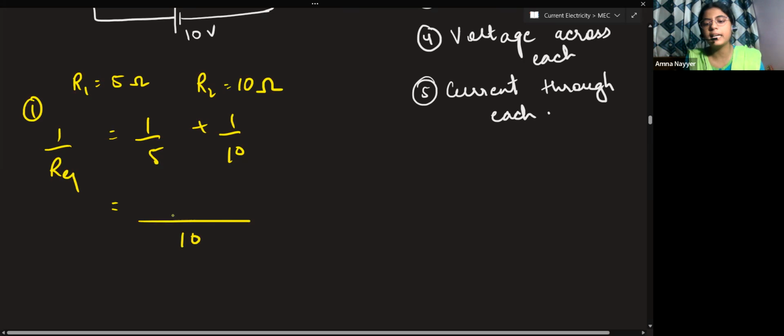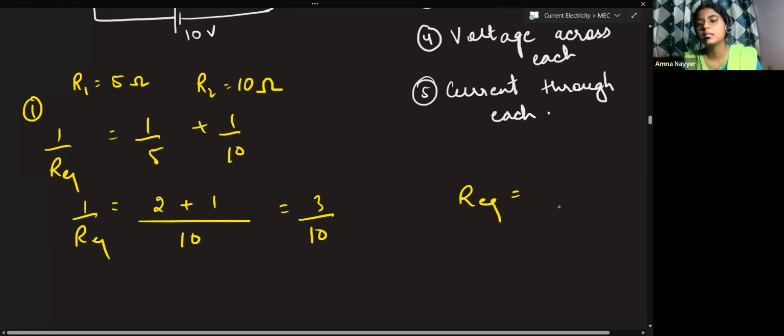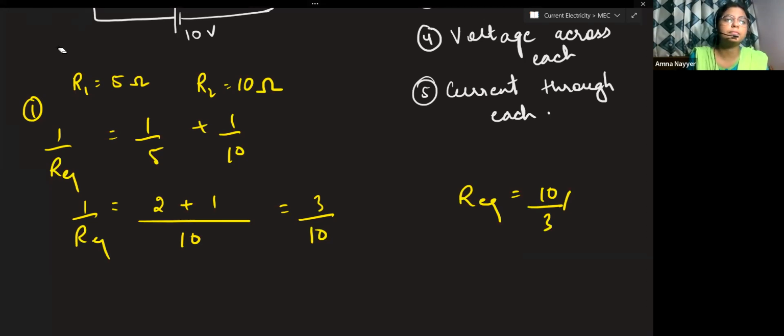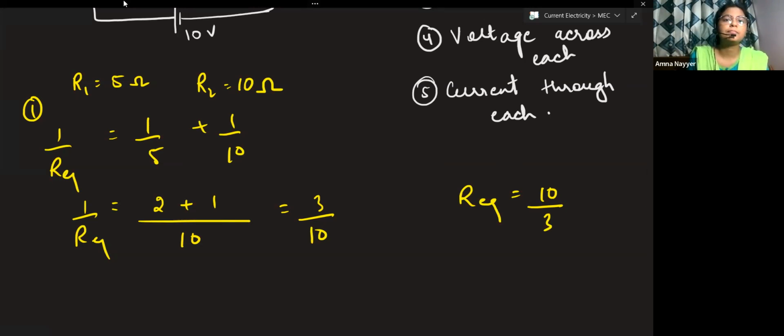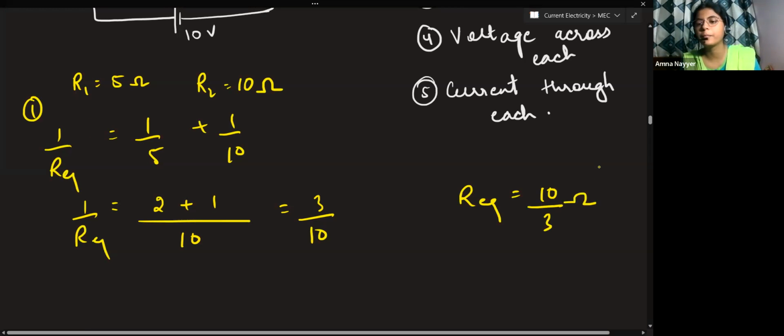10 will be the LCM. So this gets multiplied by 2 and this is 1. So this becomes 3 by 10. And this is 1 by R equivalent. You have to submit your answer as R equivalent. So this will be the reciprocal of it, 10 by 3 ohms. Huzefa, did you understand now? Huzefa Ahmed?